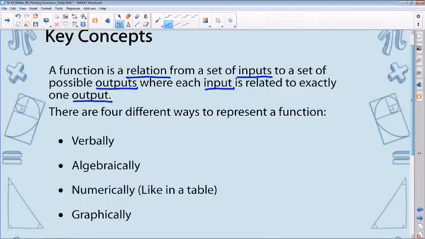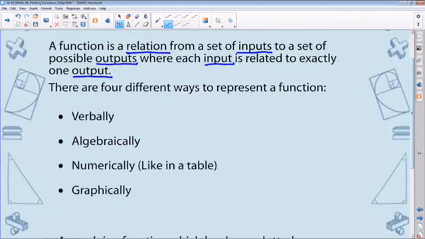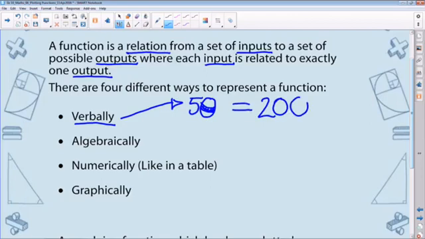The first way is to represent it verbally. Now, a great example of the verbally is my Easter egg. Let's draw an Easter egg. This Easter egg has a stripe on it, and it's going to taste delicious. So verbally, we're talking about 5 Easter eggs equals 200 grams weight gain. And there's a nice function.